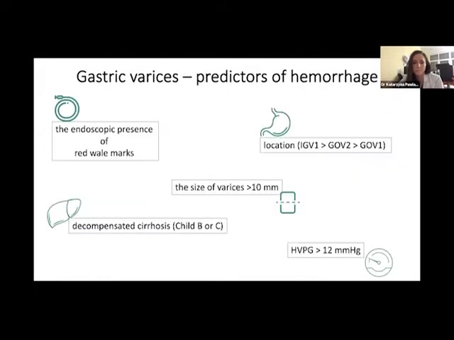We should also keep in mind the predictors of hemorrhage when we are thinking about the treatment of gastric varices, when we should start, when we should do it. So we are looking for the endoscopic presence of red wale marks. We are looking for the size of gastric varices. The best size for management is when the gastric varices are greater than 10 millimeters. We're also looking at the location, and some locations are higher predictors of hemorrhage, for example isolated gastric varices type 1. We also look at compensated cirrhosis, Child-Pugh C rather than B, and the hepatic vein pressure gradient.